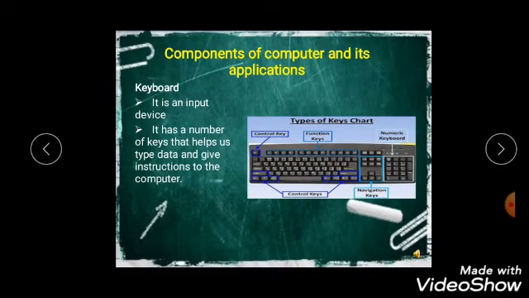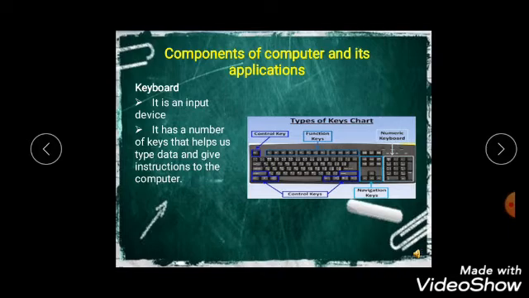And now we are going to see the keyboard. First we saw the monitor. The monitor is an output device, and second we are going to see the keyboard. The keyboard is an input device and it has a number of keys. It has lots of keys in it, and it helps to type data and give instructions. Using the keyboard only, we are able to type the data and give instructions to the computer.